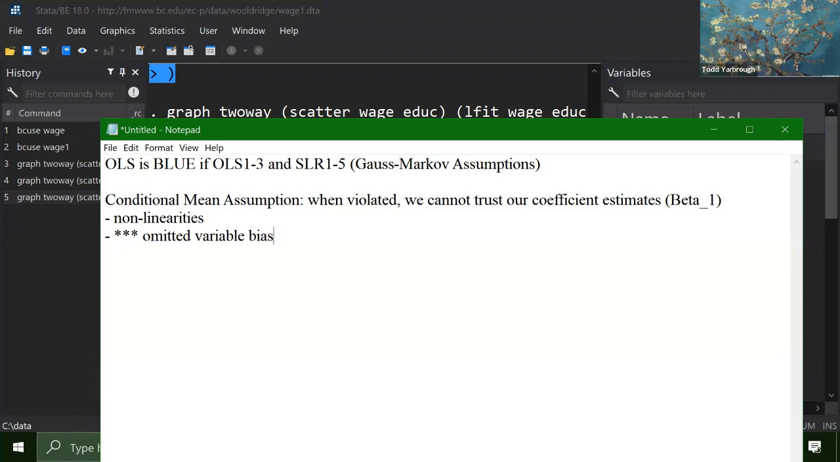So another reason why we might violate our conditional mean assumption is if we have omitted variable bias. Now, what do we mean by omitted variable bias? What we mean is that we ran a regression, but with respect to a model that tries to explain the relationship between X and Y, there are other factors that should be included in that model in order for us to elicit causal measurements.